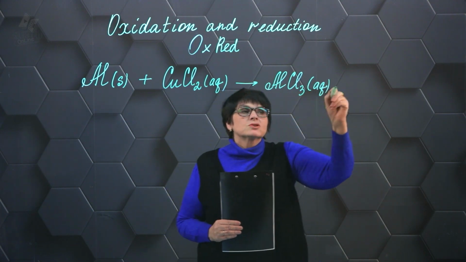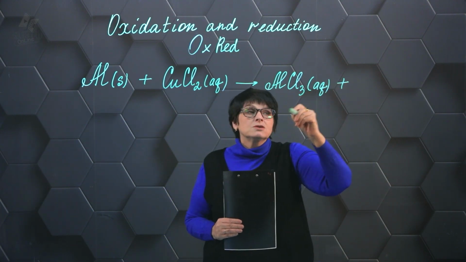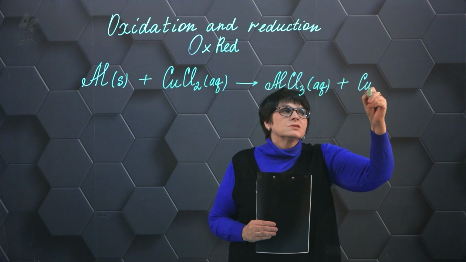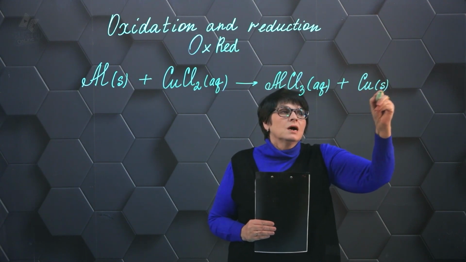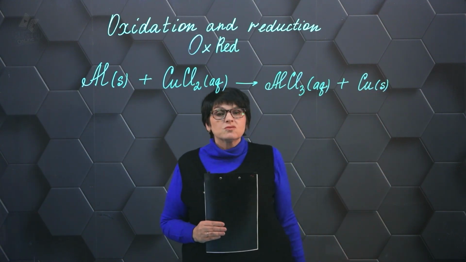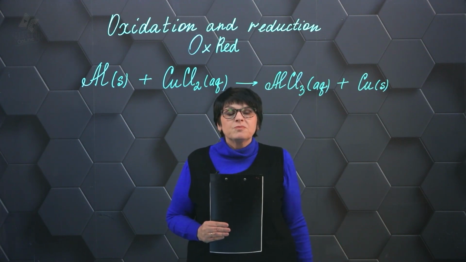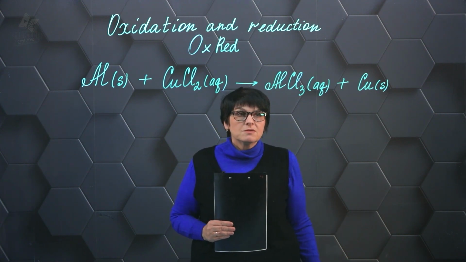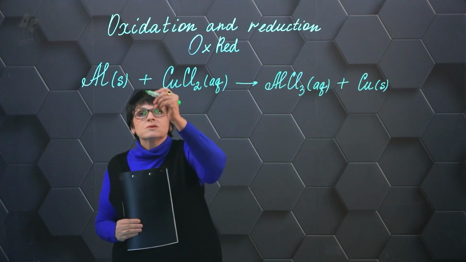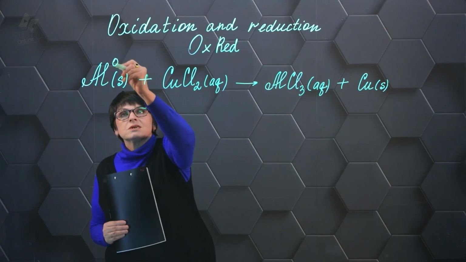So we'll show that it's a solution. So what will happen to the copper? The copper will settle out as a red precipitate because copper has that color. Let's look at this process from the position of a redox reaction. In order to make sense of it, let's put the charges.